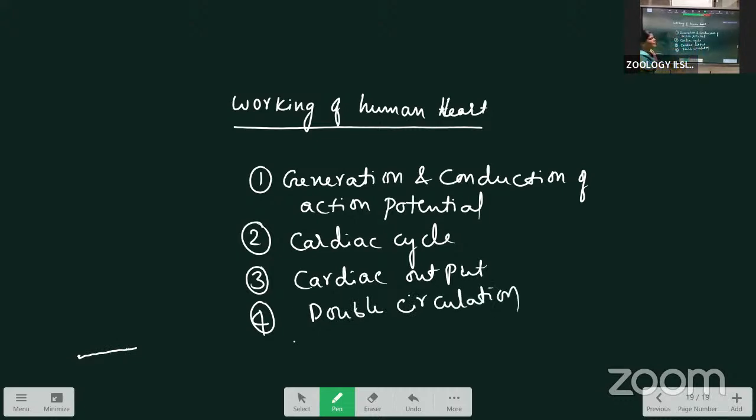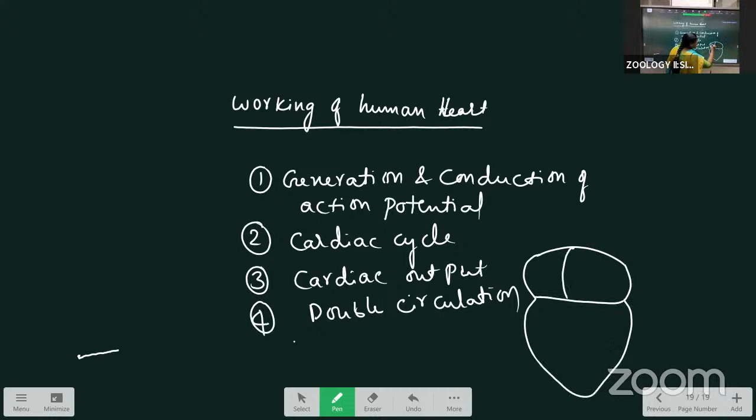Under the working of the heart, we discuss these four contents. The first one is the generation and conduction of the action potential. Yesterday we discussed the structure of the heart. In that, the nodal tissues are there. Where are the nodal tissues? This is the heart. This is the right atrium, this is the left atrium, and down are the right ventricle and the left ventricle.